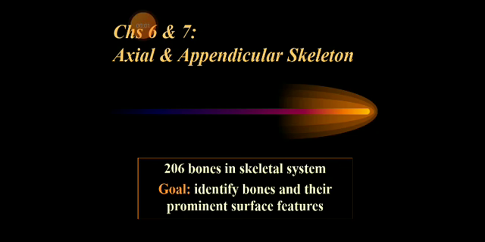Today we are going to discuss the skeleton system of the human body. Skeleton is a bony framework of the human body. It is divided into two types, called the axial skeleton and the appendicular skeleton. There are 206 bones in the skeletal system.